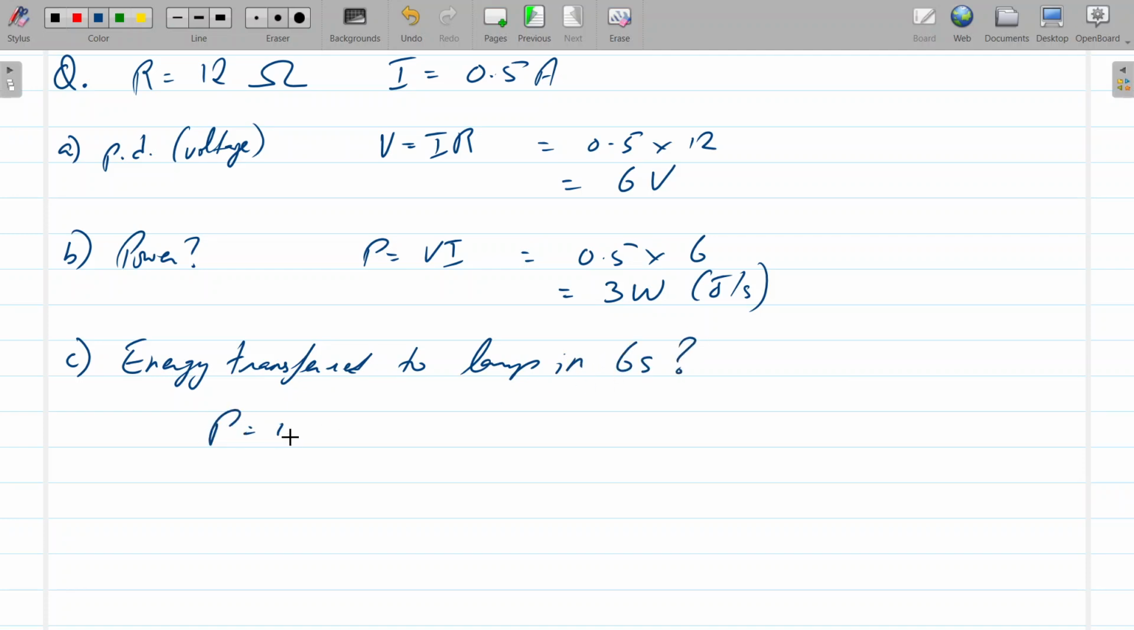And so you know P equals E over T, and therefore E equals PT. So we don't need the VI and everything, we've got this, right? And so that is 3 into 6, which is 18 joules of energy. So in this case, we don't need to do P is this and then VIT and all of that stuff. We have the value of power. We just put it in directly and we get our value.